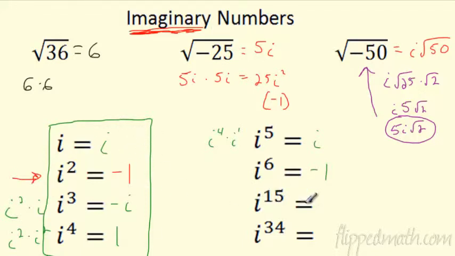So if you want to continue the pattern to 15, you could. You go 1, 2, 3, 4, 5, 6, 7, 8, 9, 10, 11, 12, 13, 14, 15. This would be 15 right here. What's another way to do that?